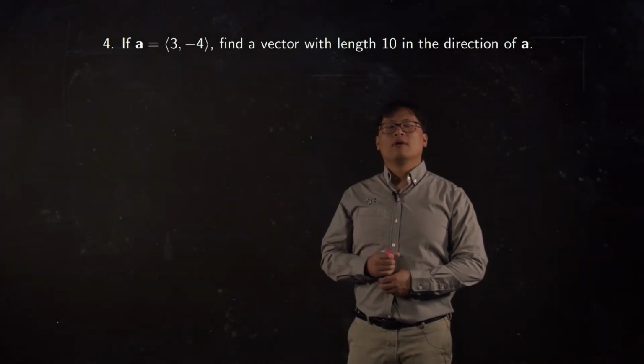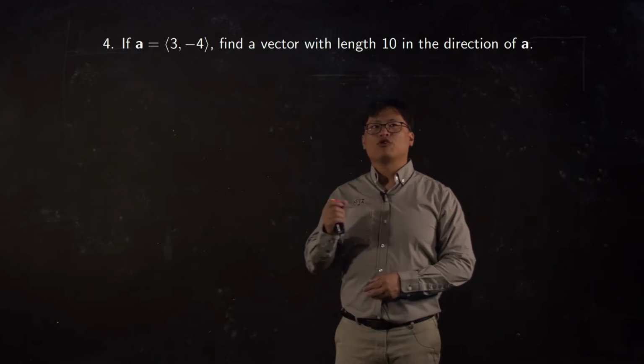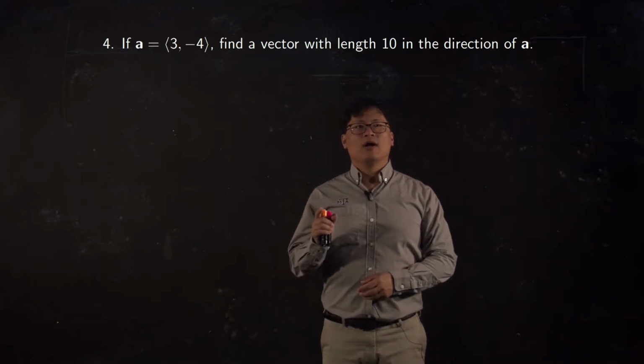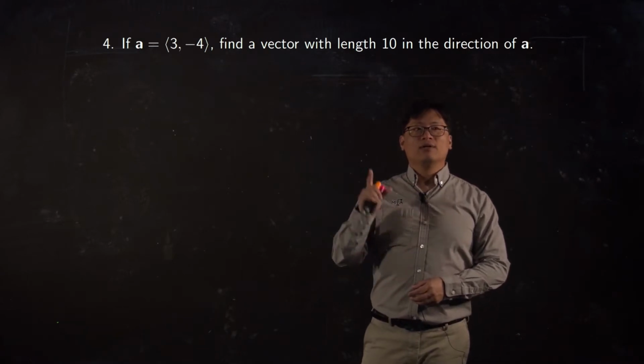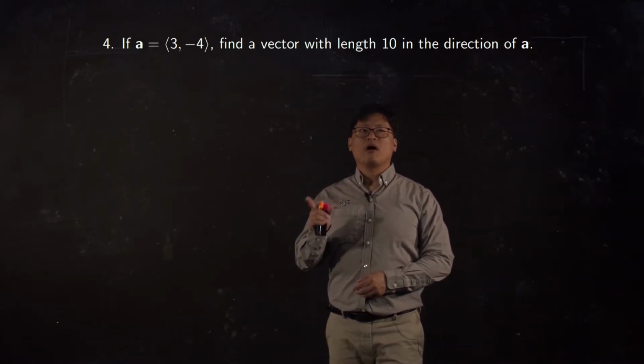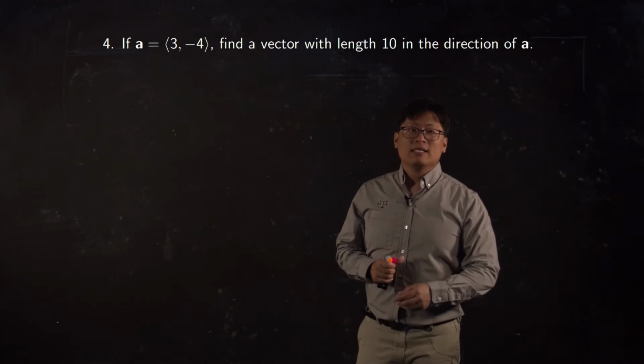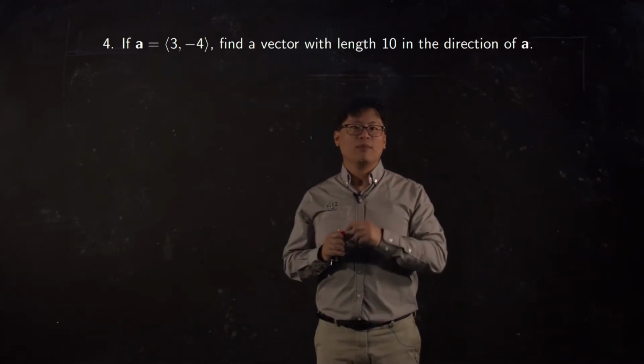Okay, number 4. Vector A is given, then we're going to try to find a new vector in the same direction of a given vector, but different length, okay? To talk about this one, the most important concept is unit vector, okay? So the unit concept in math is really important, okay?